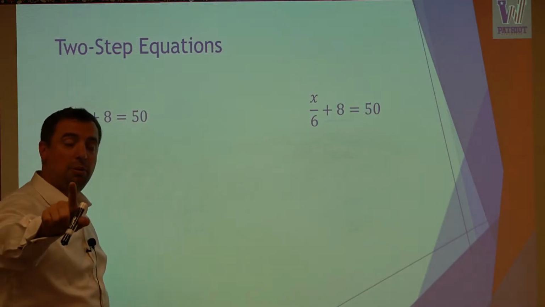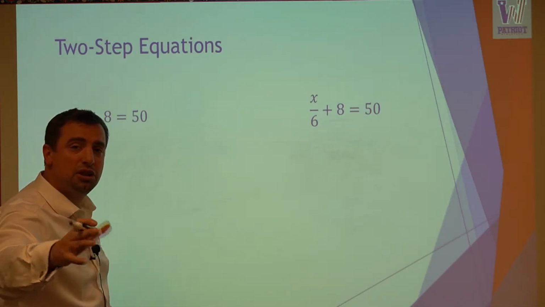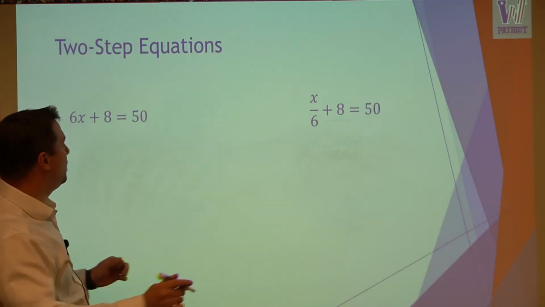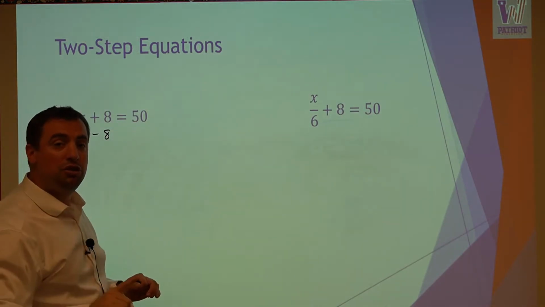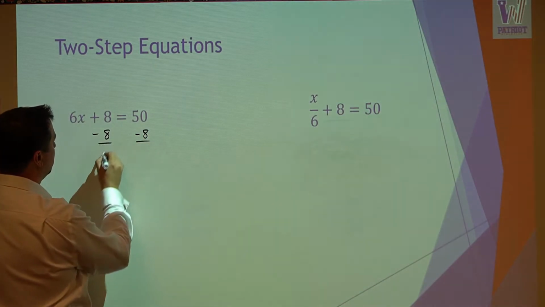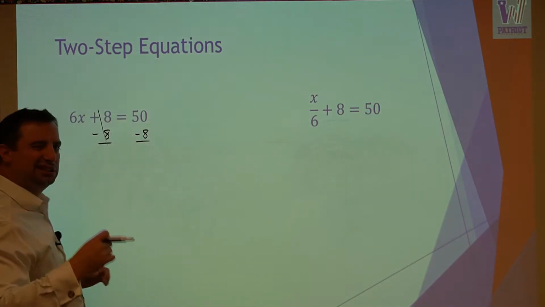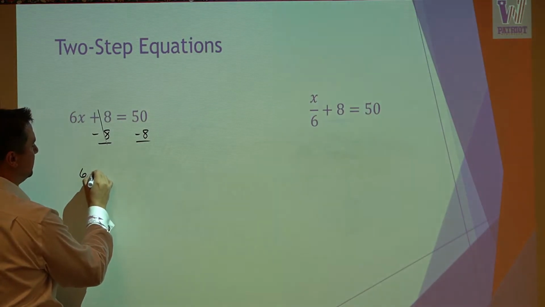To do that, remember, we follow rule number two. We do the inverse operation. The inverse operation of addition is subtraction. So we subtract 8 from both sides. Now, when we do that, we follow rule three, which is do the same thing to both. When we do that, those 8s are gone. They're out of here. And what's left is 6x.